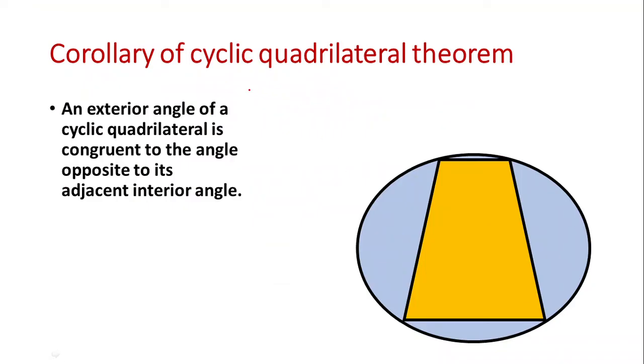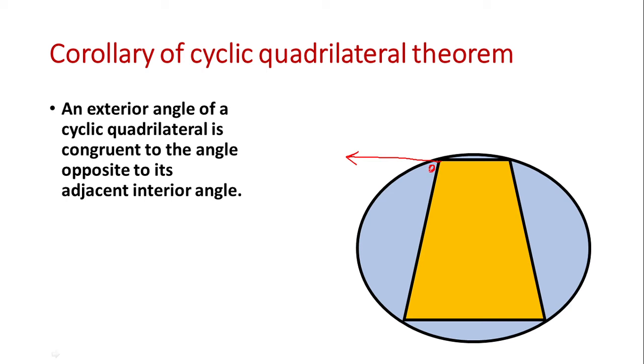Then let's see the corollary of the cyclic quadrilateral theorem. An exterior angle of a cyclic quadrilateral is congruent to the angle opposite to its adjacent interior angle. Now children, suppose we extend this side outside. So what will happen? You will get an angle over here. So this will be the exterior angle of the cyclic quadrilateral.